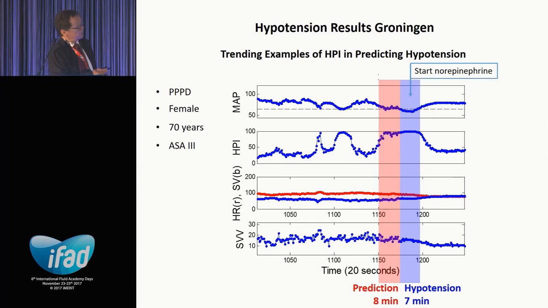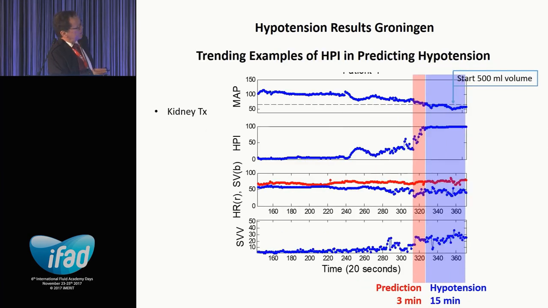And I end with two cases. This is a patient during surgery. This is a major abdominal case. And here you can see the HPI indicator, which is going up here. This is above 85%. And then it takes another 8 minutes before the hypotension actually occurs. And the anesthetist was blinded to this measurement, and it takes another 7 minutes before the hypotension is treated.